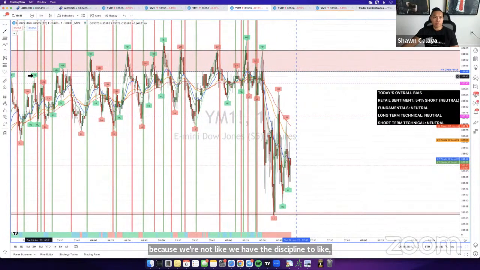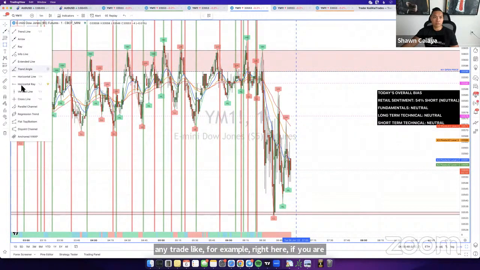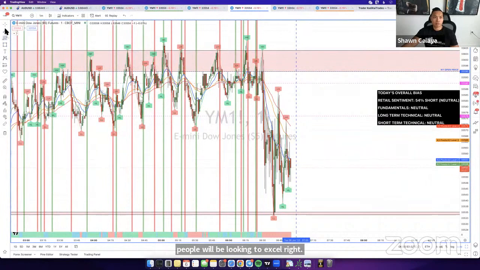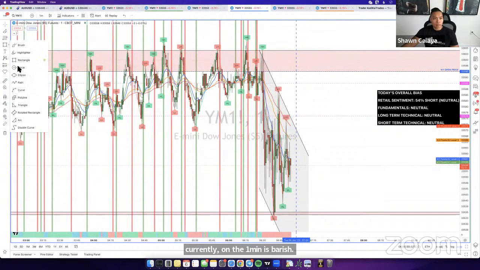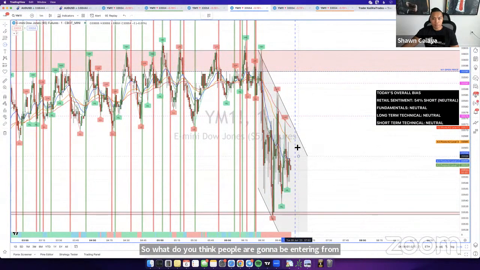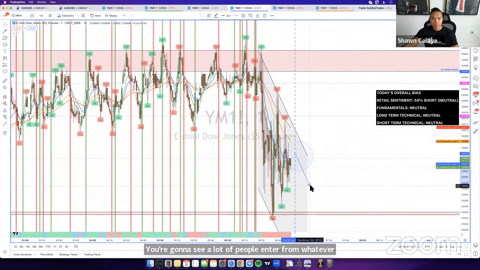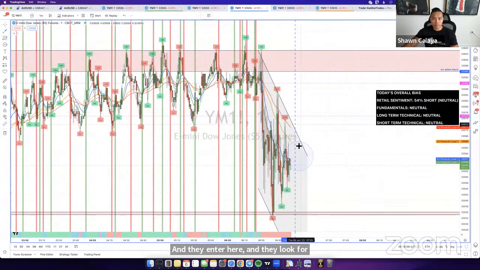For example, right here, if you were trading this, I'm pretty sure a lot of people will be looking to take sells, right? A basic analysis of the market is that price right now, currently on the 1 minute, is bearish. So where do you think people are going to be entering from? You're going to see a lot of people enter whenever price retraces. They're going to wait for price to retrace and then enter here looking for another sell. So for us, we're looking for price to actually break out of here and stop them out.